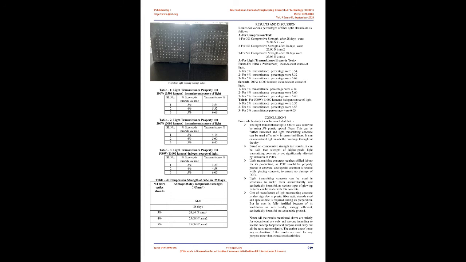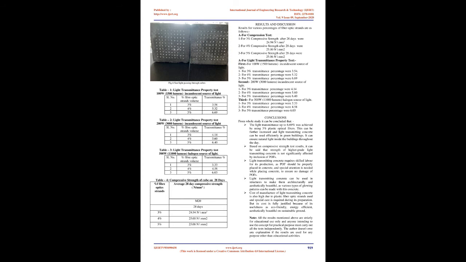Experimental program. A. Materials. Cement. The cement used in this experimental work is 53 grade ordinary Portland cement. The specific gravity of cement was 3.14. The initial and final setting times were found as 51 minutes and 546 minutes respectively. Fine aggregate. Fine aggregate was purchased which satisfied the required properties and conformed to Zone 3 as per specifications of IS 383:1970.